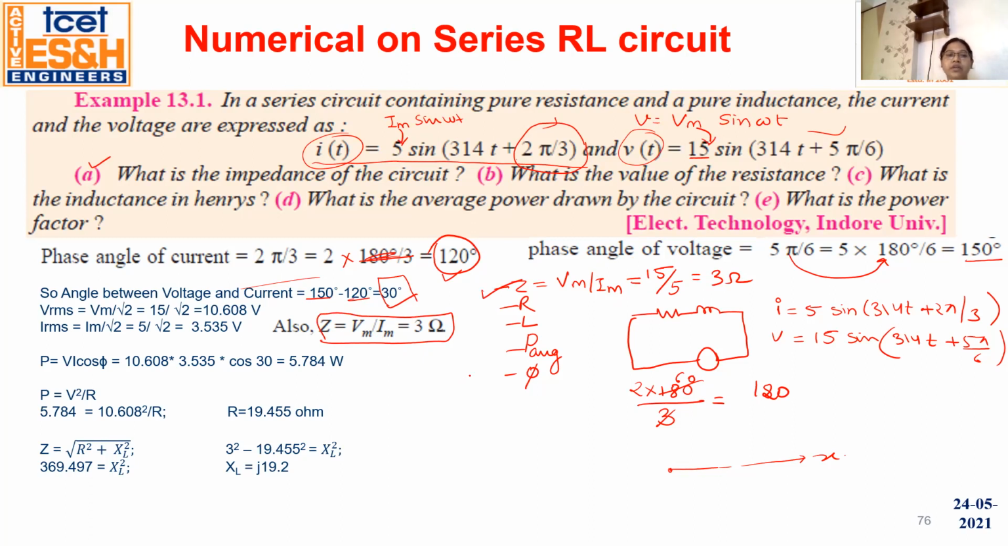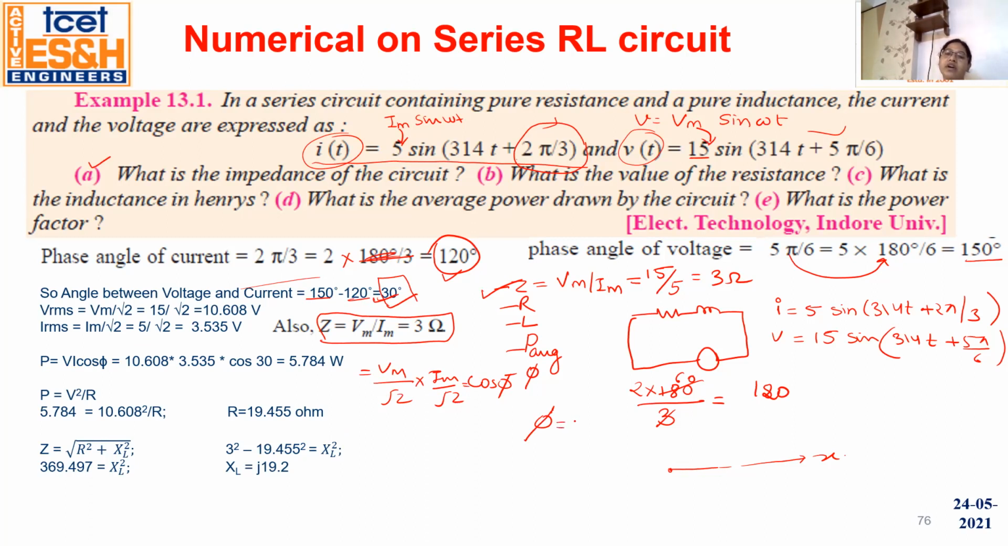Now for finding the power, resistance, we have to first of all find the power. So here I calculate the power VI cos phi. You can also calculate it from Vm by root 2, Im by root 2, because Vm and Im are directly given, into cos phi. Here phi is what? Phi is 30°, the difference between voltage and current.